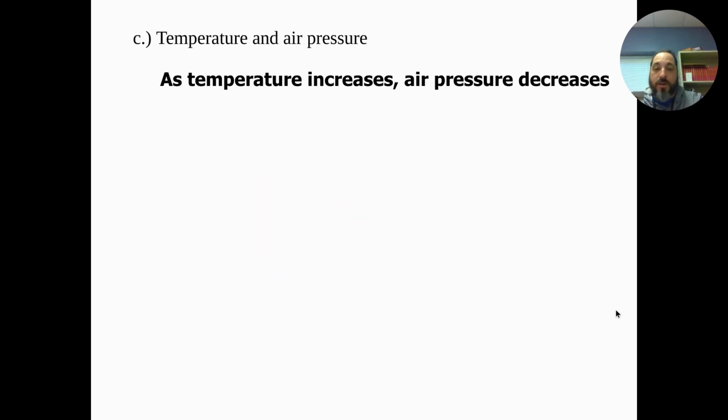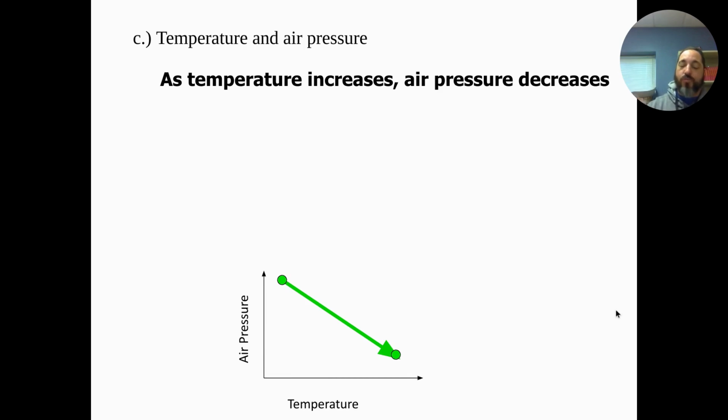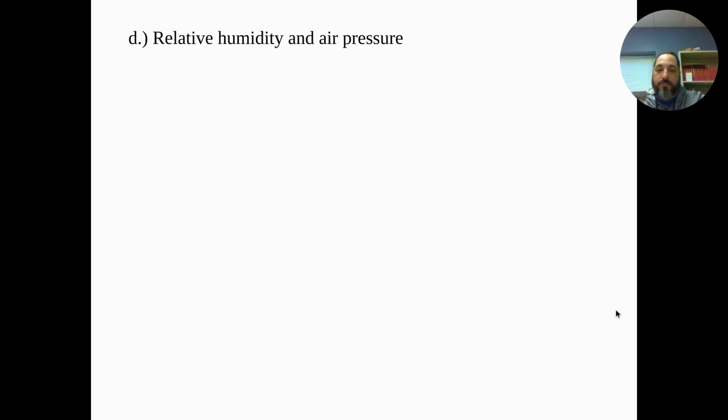Temperature and air pressure. So as temperature increases, my air pressure is going to decrease. So this is another indirect relationship, just like the last one. As one variable goes down, the other one goes up. So as my air pressure decreases, my temperature is going to increase, or vice versa. As my temperature increases, my air pressure is going to decrease.